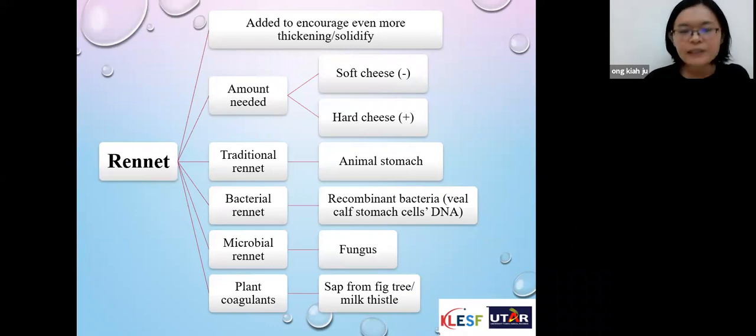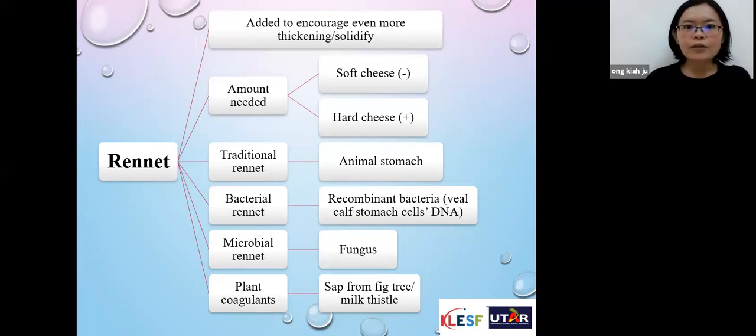Just now I did mention that during step six, we have to add coagulant, what we call rennet. Actually, the addition of rennet is not compulsory. In our workshop today, we are not using rennet. The purpose of having rennet is to encourage even more thickening or solidifying of the cheese. The amount of rennet needed depends on the type or texture of the cheese that you want to produce. If you are producing a cheese with softer texture, you use less rennet. If you want to produce harder cheese, you use more rennet.